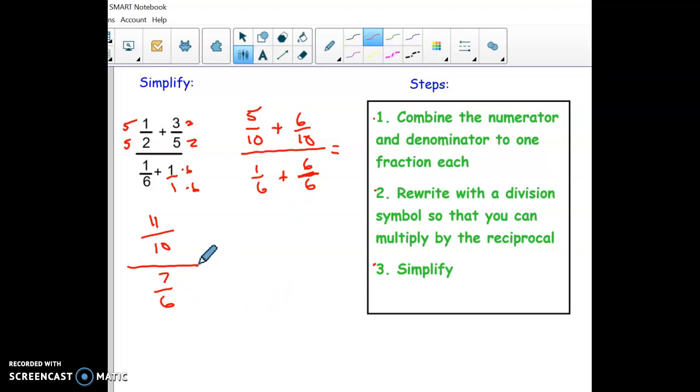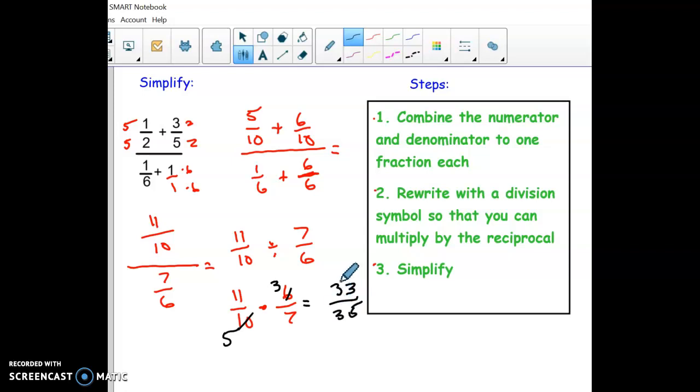I'm going to rewrite this, as this middle fraction bar is division. So I have 11/10 divided by 7/6. And then to complete this, I'm just going to multiply by the reciprocal. So 11/10 times 6/7. Before I do any multiplying, I always cancel first. So 6 and 10 both divide by 2. I'm going to get 5 and 3. That means our numerator will be 11 times 3, and our denominator will be 5 times 7.